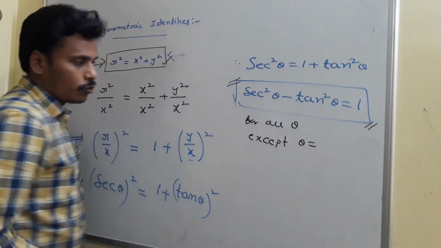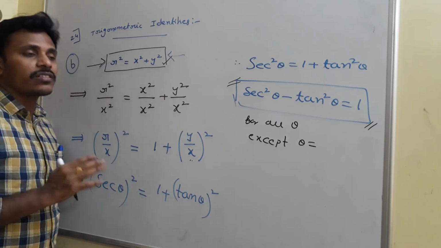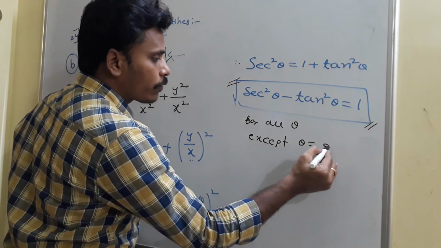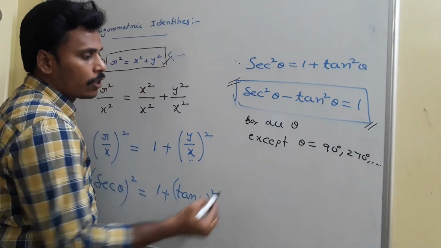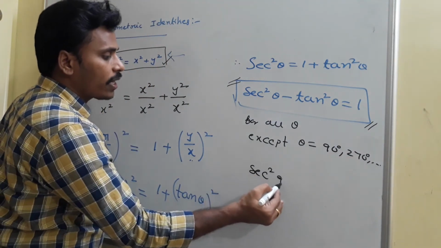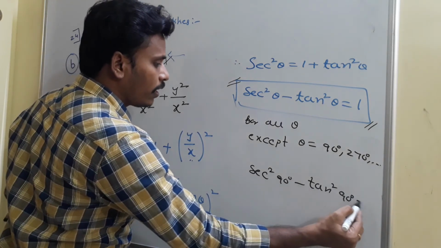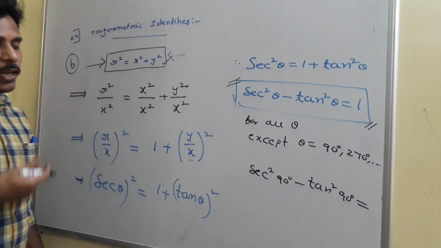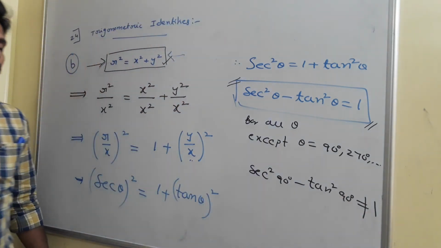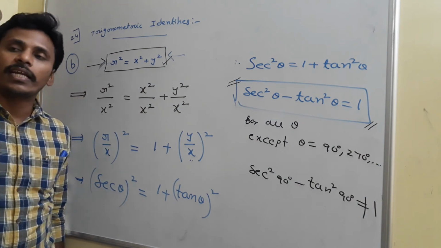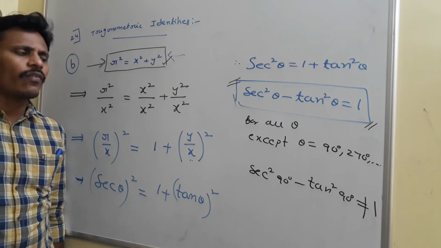theta equal to, for which angles? For the angles whose terminal rays are y axis, in the sense for theta equal to 90 degrees, 270 degrees and so on. So if anybody asks you what is secant square 90 degrees minus tan square 90 degrees, in a moment you will say that this is 1, but this is actually not equal to 1. Right? If you need, check with the values also.